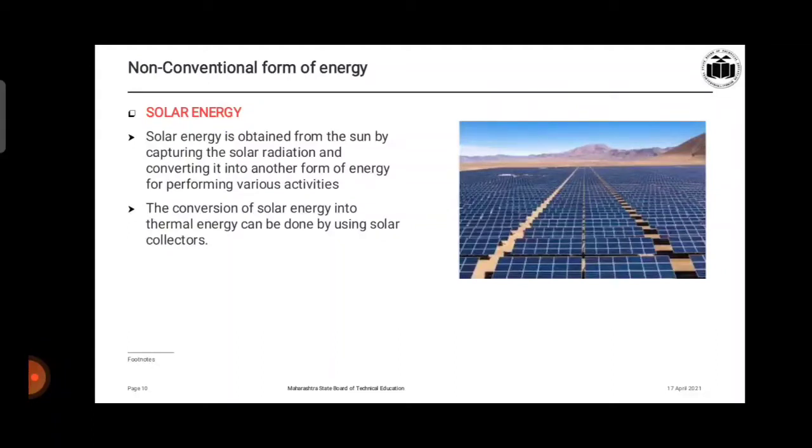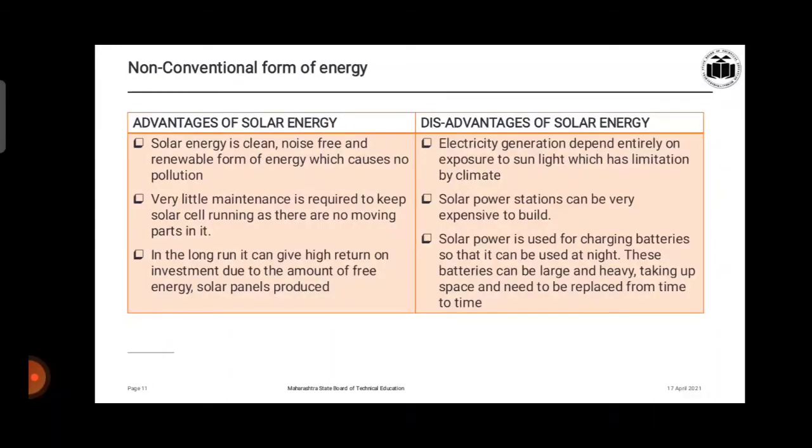The conversion of solar energy into thermal energy can be done by using solar collectors. Solar collectors are used for the interconversion between the different forms of energies. Now come to our point, that is advantages and disadvantages. The best advantage of solar energy is that it is a clean, noise free, renewable form of energy which causes no pollution.